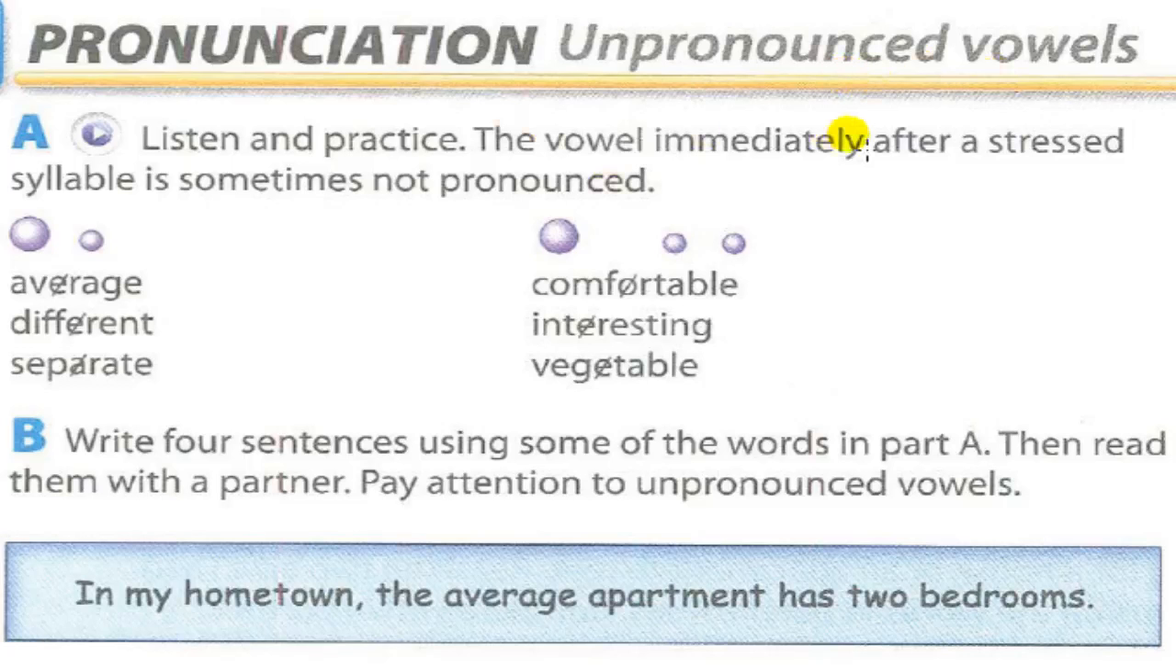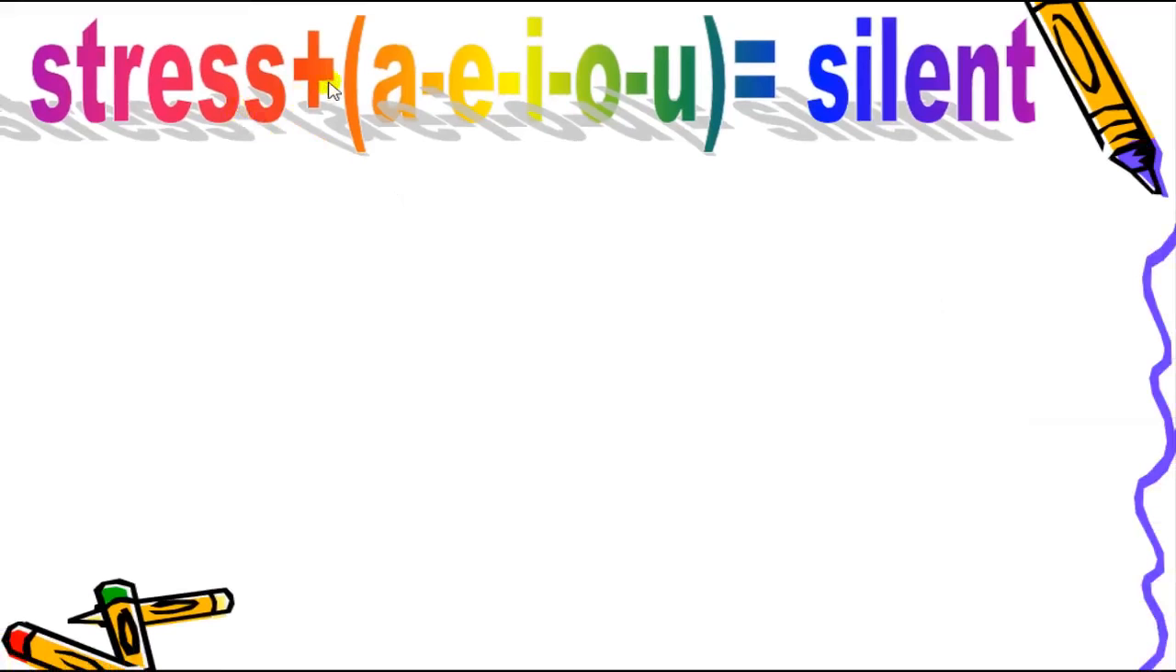The vowel immediately after a stressed syllable is sometimes not pronounced. What's a stress? A stress makes the sound higher, louder, and longer. So if there's a stress at the beginning of the word, the sound is higher, longer, and louder, then there is a vowel, A, E, I, O, U, the vowel will be silent. Stress plus A, E, I, O, U, silent.